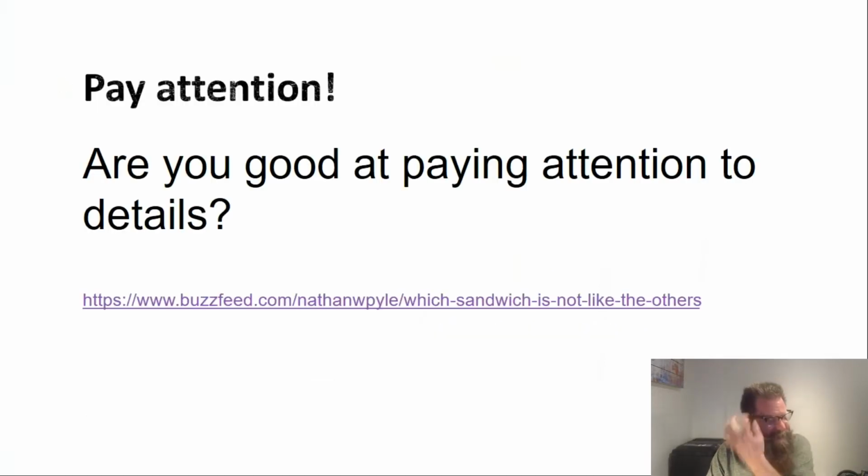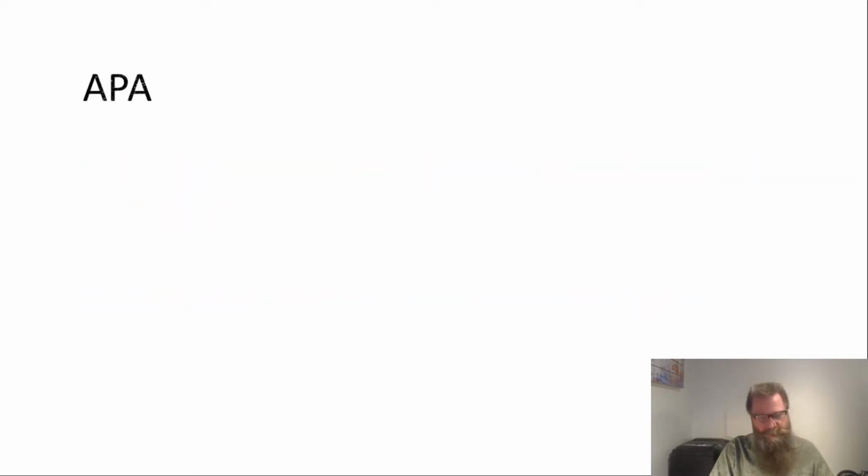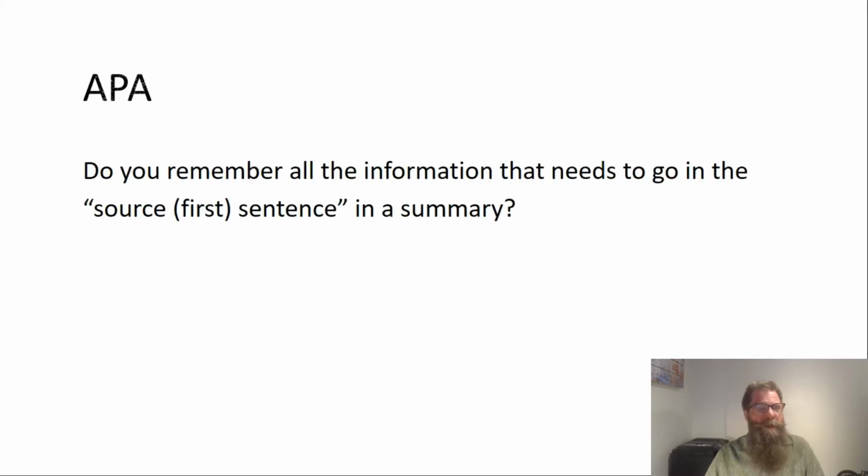But why am I talking about it? Well, I'm going to start talking about details that you've had to pay attention to before. Do you remember all of the information that needs to go into that source sentence, that first sentence in the summary? See if you can remember those things. Author, title, and there's a specific format for the title, the date, it's only the year, it's in brackets. So there's a lot of little details about how that needs to go in there, how there's rules that govern what exactly that sentence looks like.